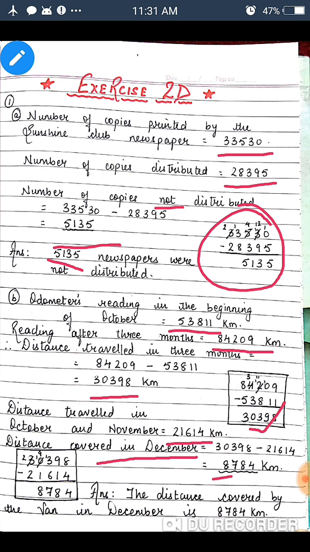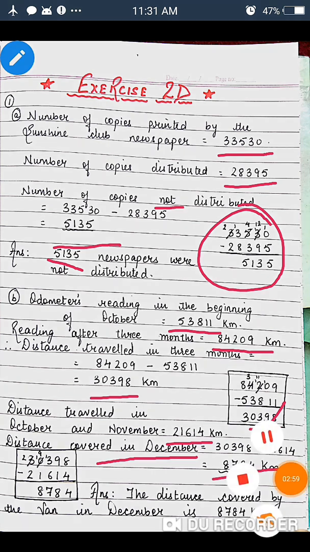That is coming as 8,784. So finally, the distance covered by the van in December is 8,784.